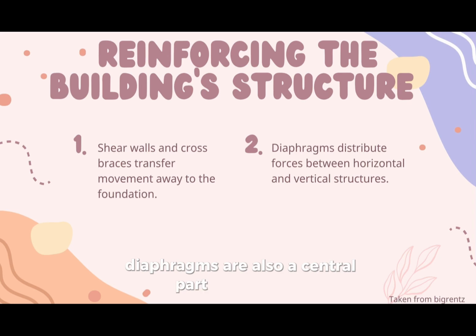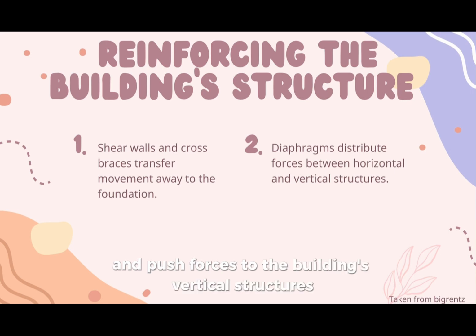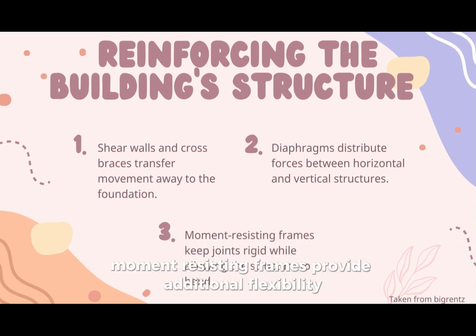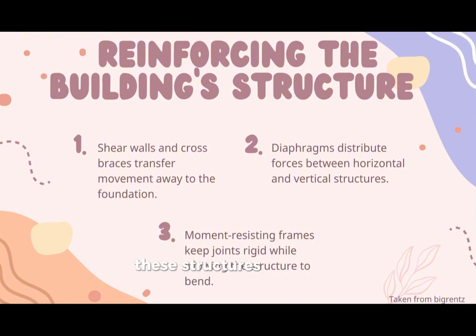Diaphragms are also a central part of a building structure, consisting of the building's floors, roof, and the decks placed over them. Diaphragms help remove tension from the floor and push forces to the building's vertical structures. Moment-resisting frames provide additional flexibility in a building's design. These structures are placed among a building's joints and allow columns and beams to bend while the joints remain rigid, so that the building can resist the larger forces of an earthquake while still allowing designers the freedom to arrange building elements.